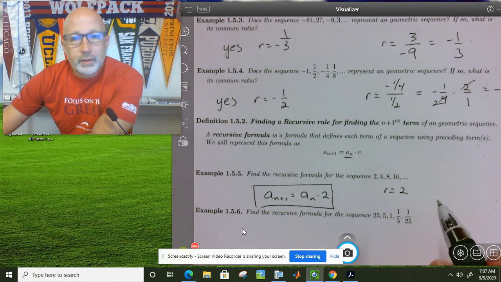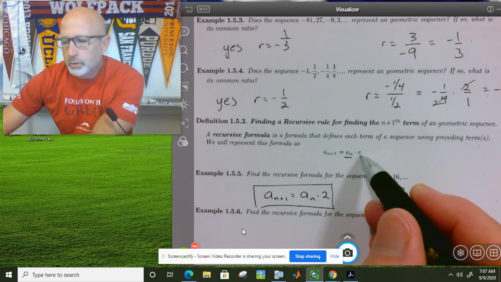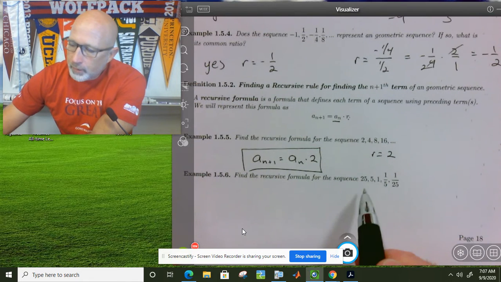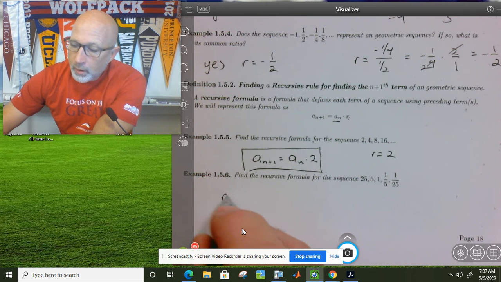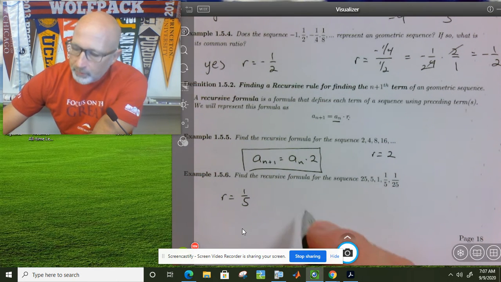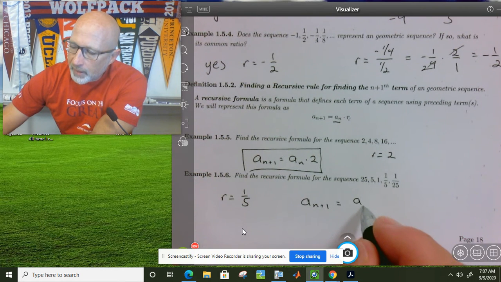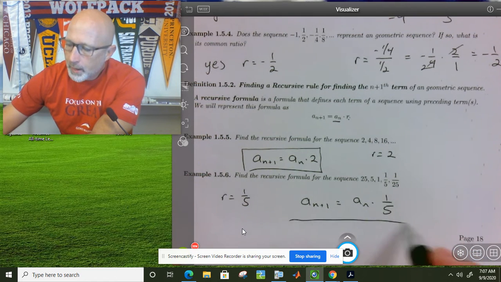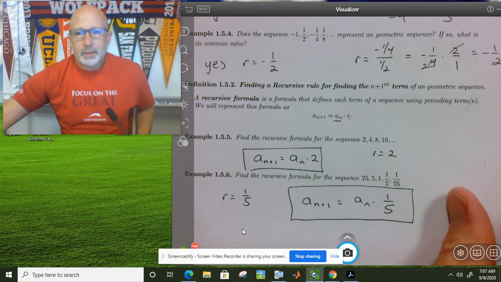Just like with arithmetic, where all you needed to place in was d, all we're doing here is replacing it with r. Right here, you can see I'm dividing by 5 every time along the way, or multiplying by 1/5. So my recursive formula is a sub n plus 1 equals a sub n times 1/5. And that is the formula. Okay, next page.